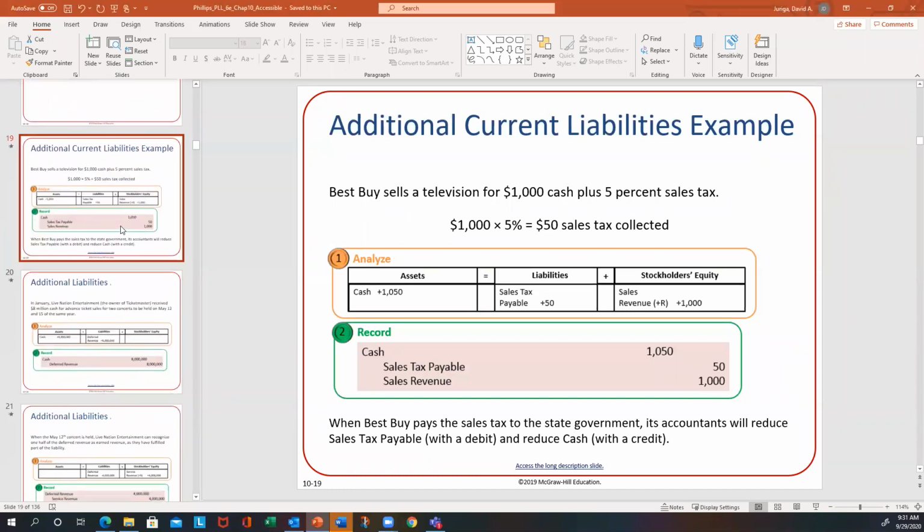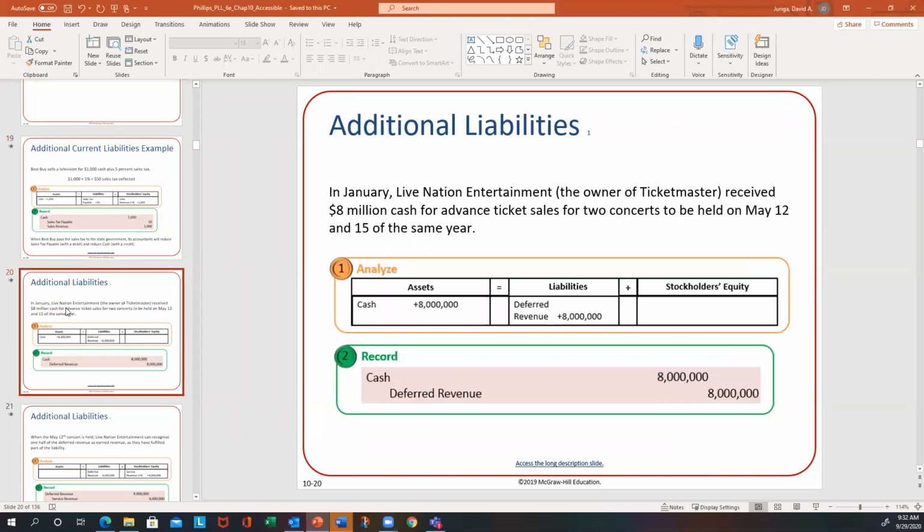And this example is just showing you how you have to do some calculations on your sales tax. Notice it's saying if you have 5% sales tax that you collected, so at the time of sale, you have $1,000 of revenue, but notice you put that sales tax in sales tax payable, that's your liability account, because at some point in time later on, you'll have to pay that back to your state government.